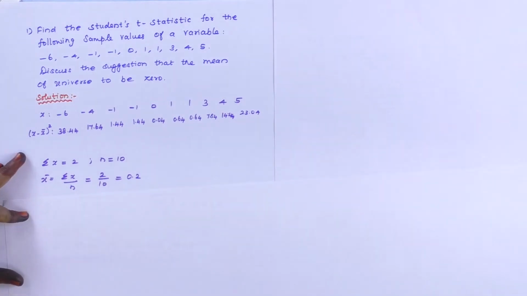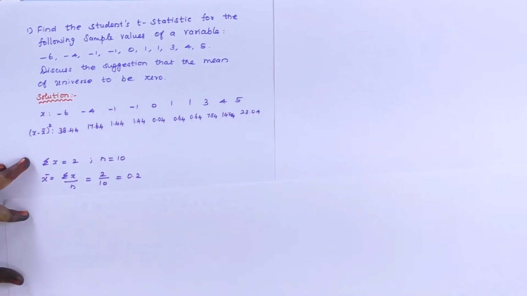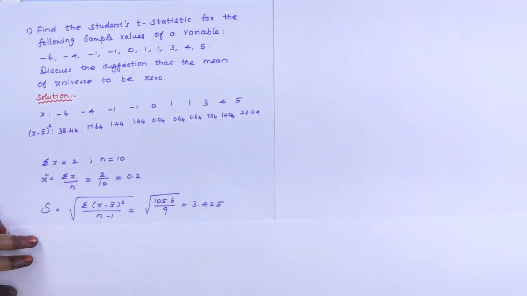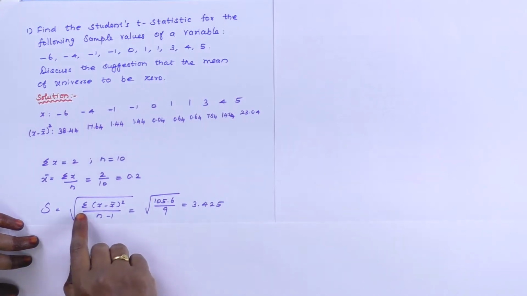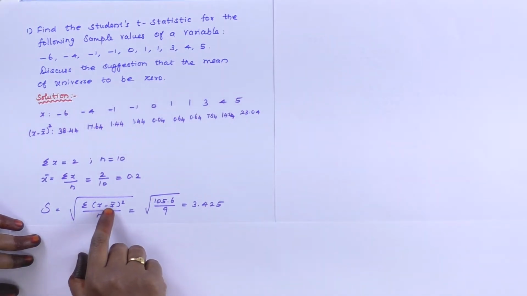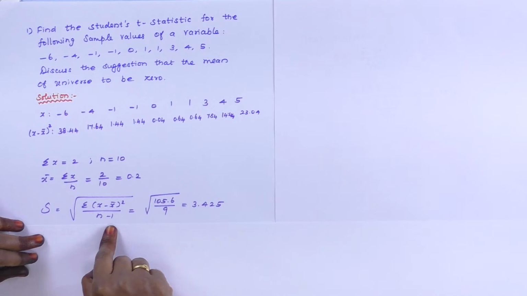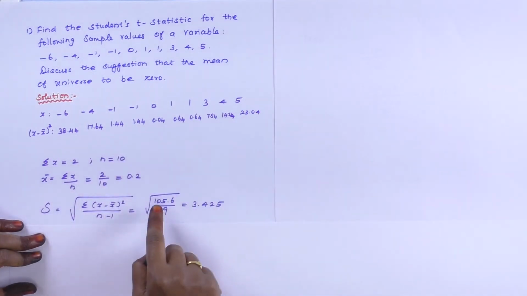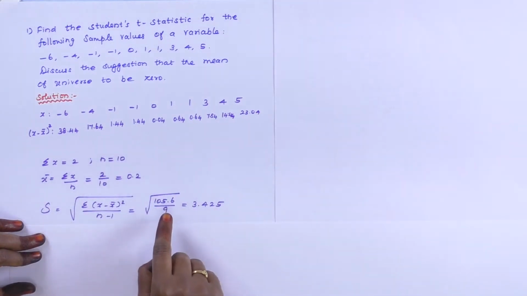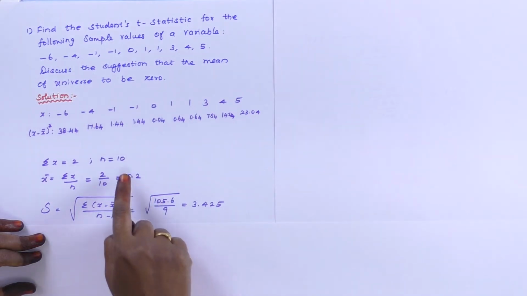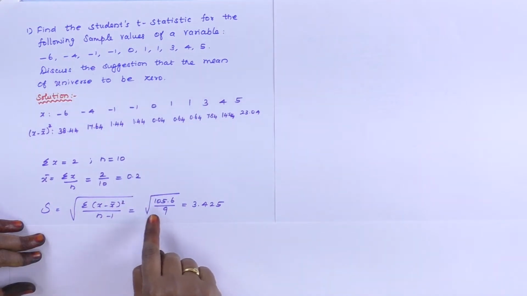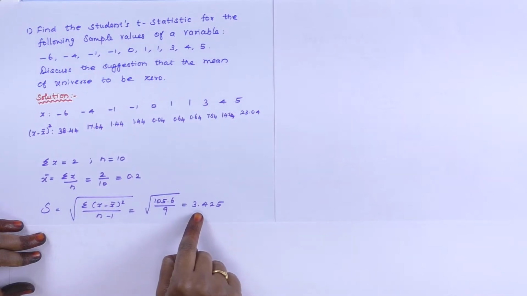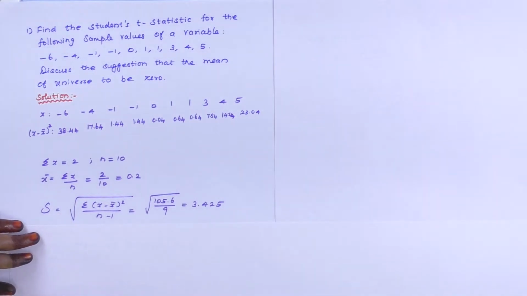After getting the x minus x bar the whole square values, next we will calculate capital S. We know the formula for capital S is the square root of the sum of x minus x bar the whole square divided by n minus 1. Taking the sum of all these values we get 105.6 divided by n minus 1, sample size minus 1, which is 9. Therefore S is 3.425. Next we formulate the H0 and H1.